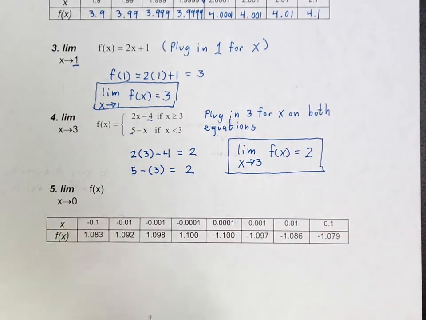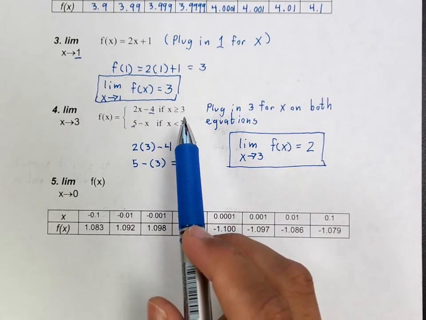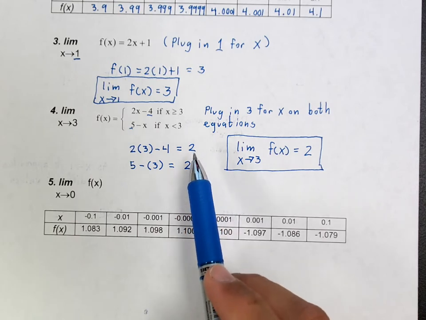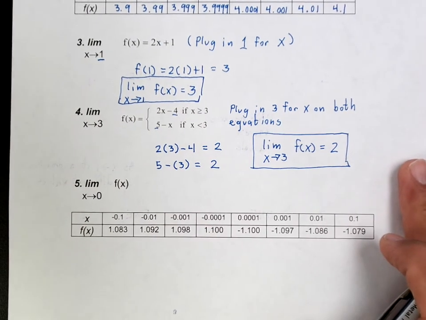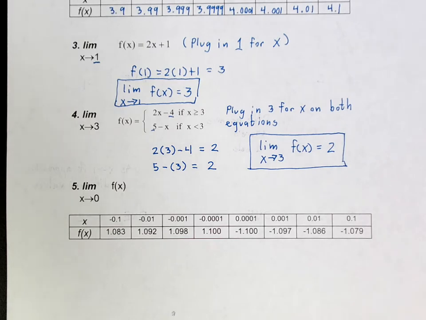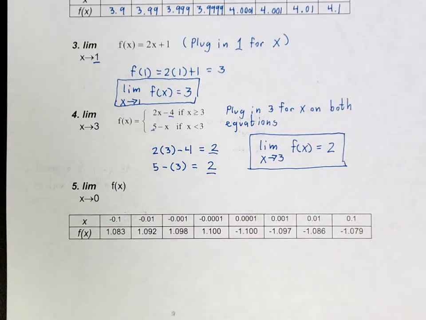Now here's one thing that is different. On this one, I have to plug 3 into both pieces, and they have to give me the same y value. If they don't give me the same y value, then the limit as x approaches 3 does not exist. Okay, so make sure you remember that. If I approach 2 different y values, the limit as x approaches, in this case, 3, would not exist. However, because I am approaching the same y value, the limit as x approaches 3 would be 2.